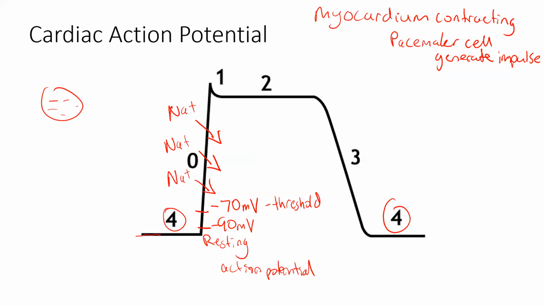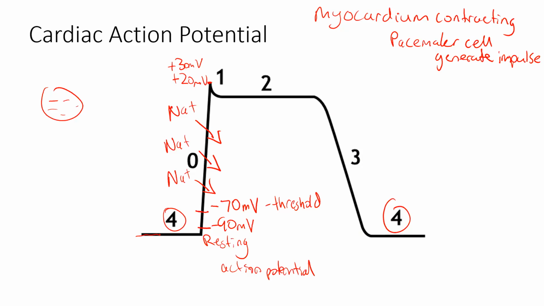Now, because this is minus 90 millivolts or minus 70 millivolts, you have a massive influx of sodium, which is positively charged. It's going to go into the cell and it's going to push it up all the way to around 20 or 30 millivolts. So it's going to make the cell positively charged. And at this point, the sodium channels close. So that's why it peaks here.